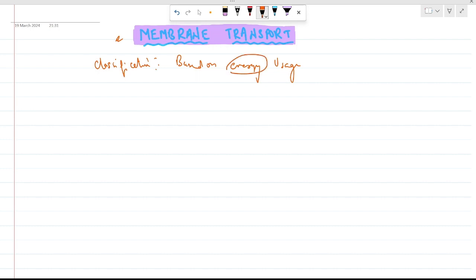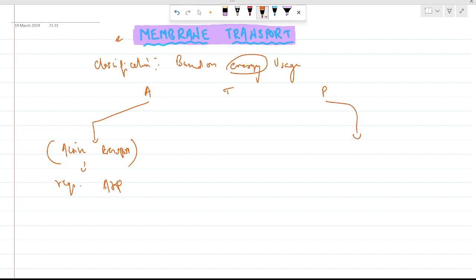The currency of energy in our body is ATP. This ATP is the energy currency for the body. So this A stands for active transport. Here it requires ATP. Active transport requires ATP. With simple understanding, we all know these terms.